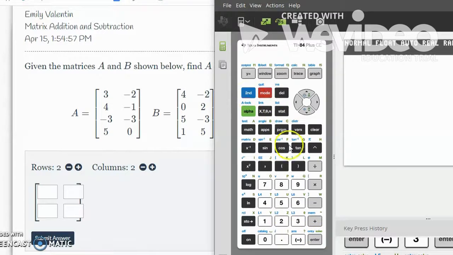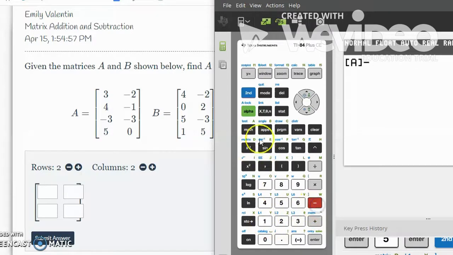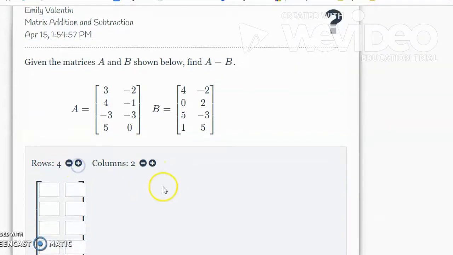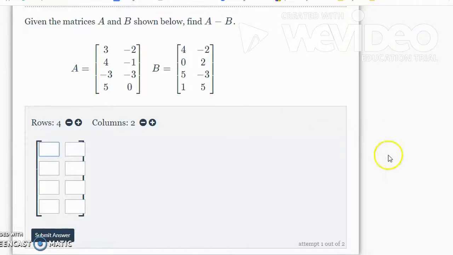And I think that this method takes a little bit longer than just doing it by hand, but it is important to know how to enter the matrices, so it's a good example just for that. And then A minus B, it gives us our answer here. So again, I'm going to have to adjust this to say 4 rows, 2 columns, and then I can enter my answer.